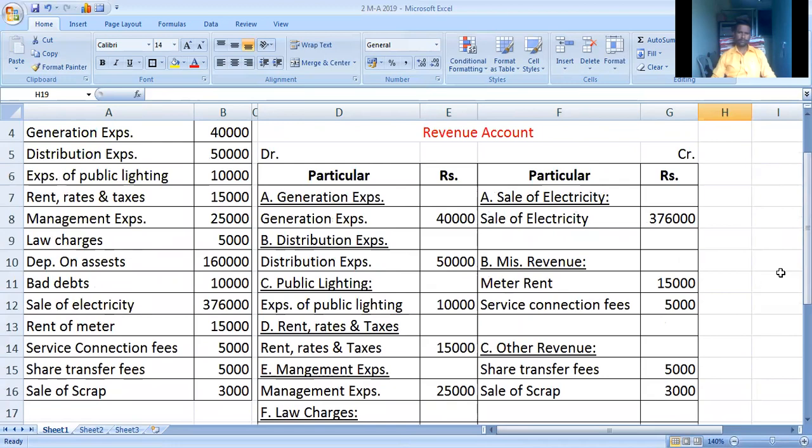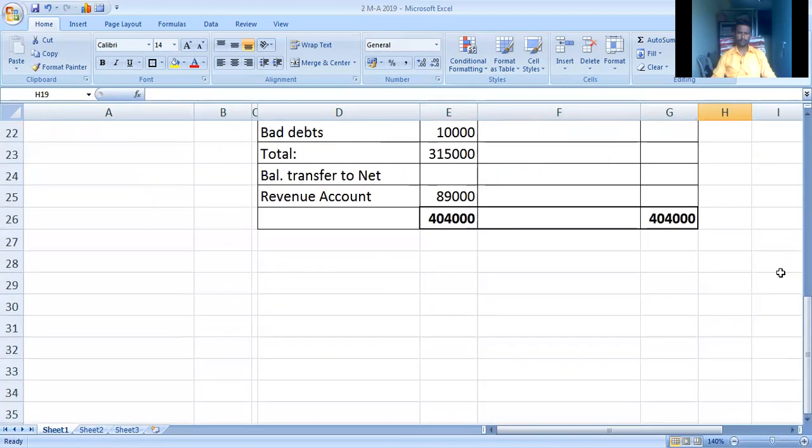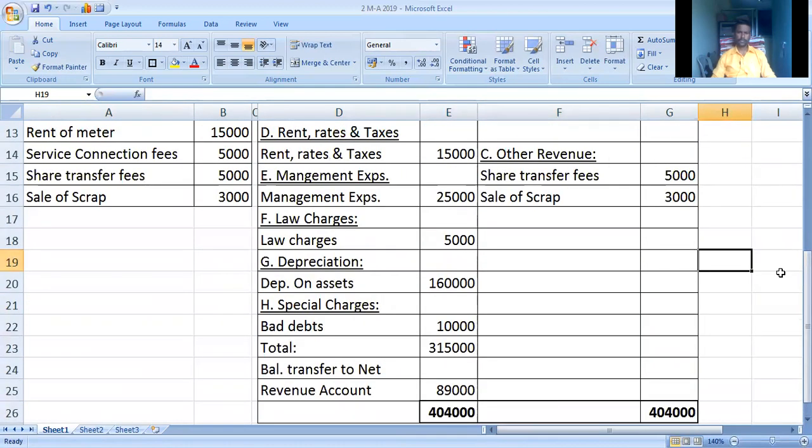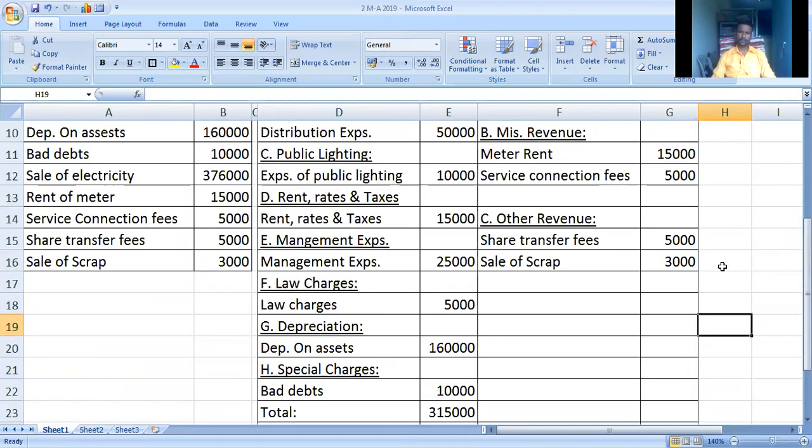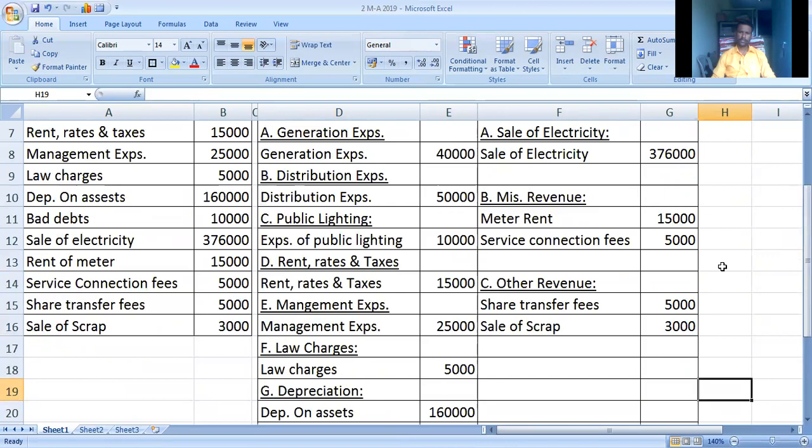This is the solution. Debit all expenses, credit all income. Bad debts come under the heading of special charges, different from the previous question. Share transfer fees also come under the heading of other revenue. Sale of scrap is also under the heading of other revenue. Meter rent, miscellaneous revenue. Service connection fees, miscellaneous revenue. The rest is simple.